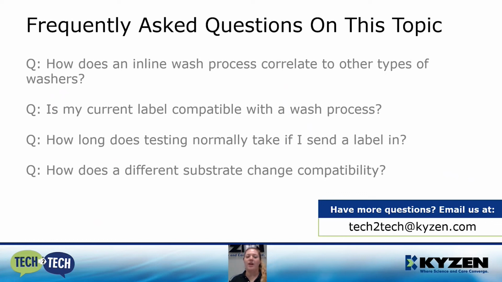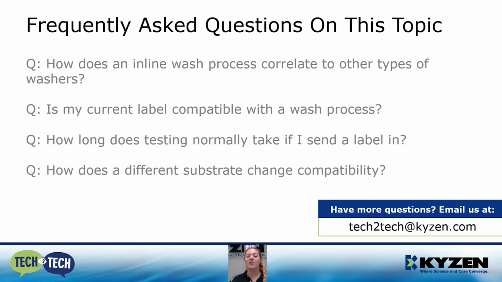And then, is my current label compatible with a wash process? We've had customers who were not washing their boards and then suddenly started washing them and had to change course, and had issues with their label. Letting us know what changes are happening, we can help guide that process if needed.